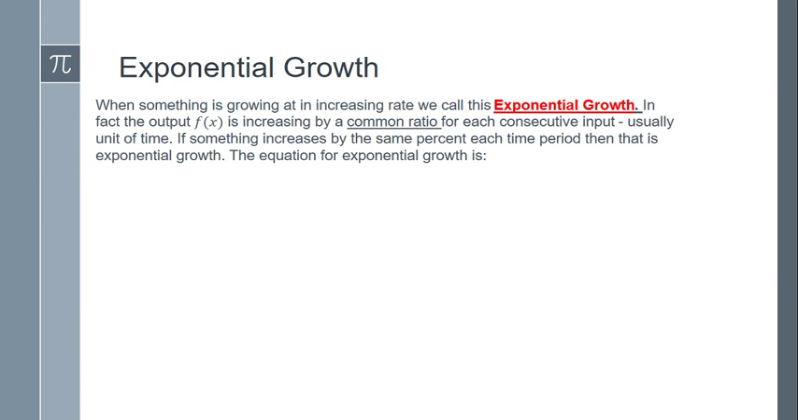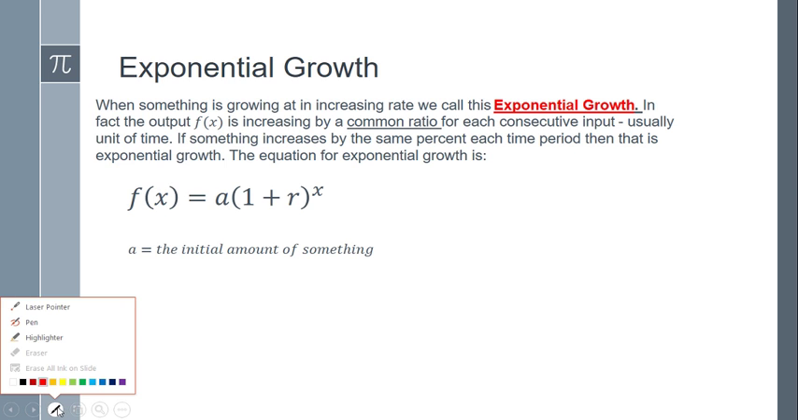When something is growing at an increasing rate, we've talked about that being called exponential growth, and that it's increasing by a common ratio, which means to get from one output to the next output, you multiply or divide by the same number. Or if something is increasing by the same percentage rate each time, then that's exponential growth. Here is the exponential growth model, where A is the initial amount of something.